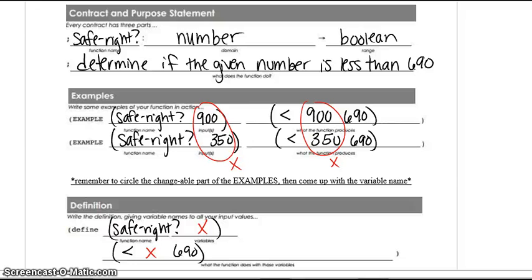Here's my design recipe for the safe_right function. I used one x-coordinate that would be a true output and one that would be a false output. We'll finish up this page in the next video.